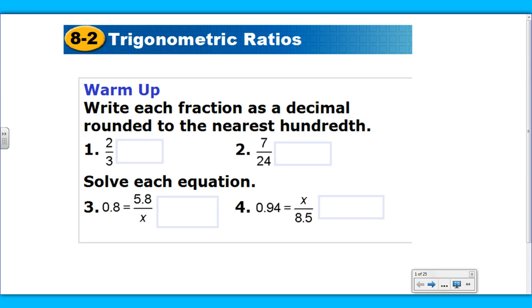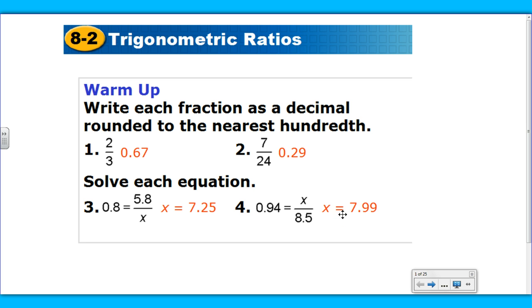Pause, warm it up, come back, check your work. As a decimal, we have 0.67 to the nearest hundredth, right? And 7/24ths, 29 hundredths. Solving for x, we have 7 99 hundredths.